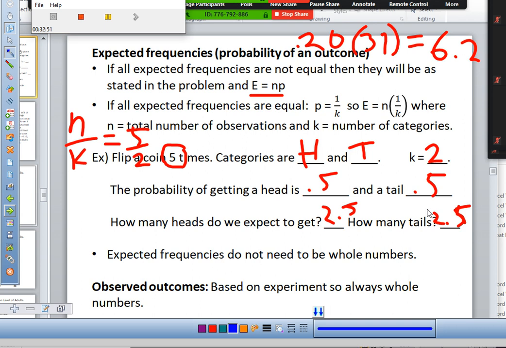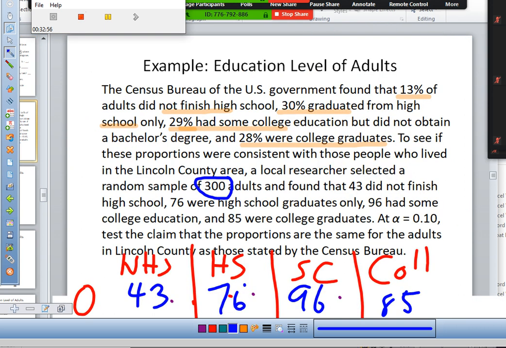All right, so here's an example. Let's get someone to read this one. I already made him read. Ian, go ahead and read.